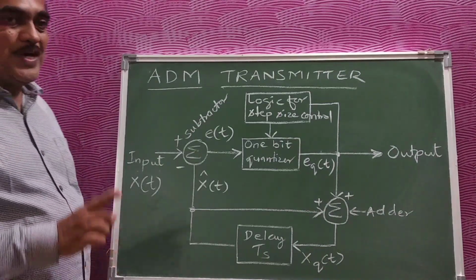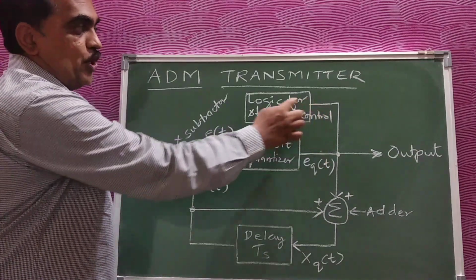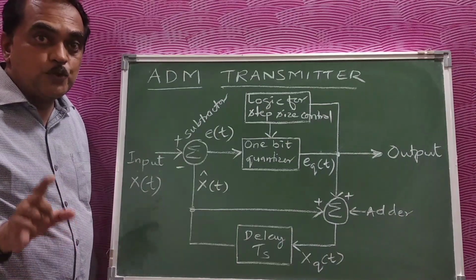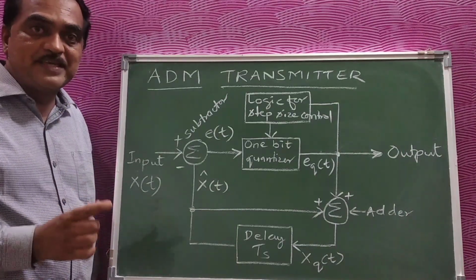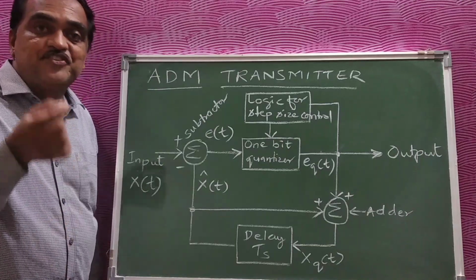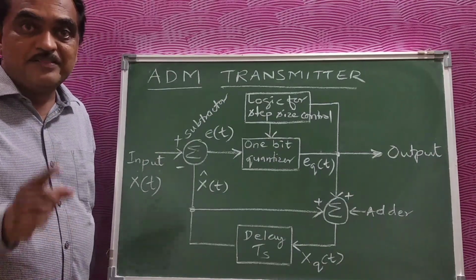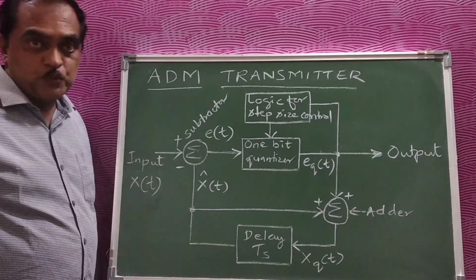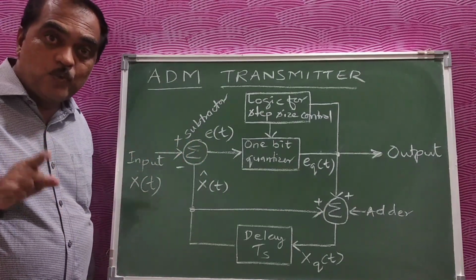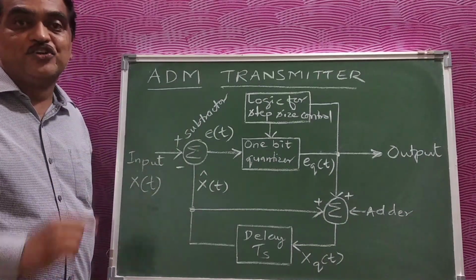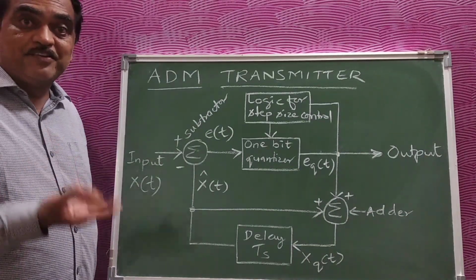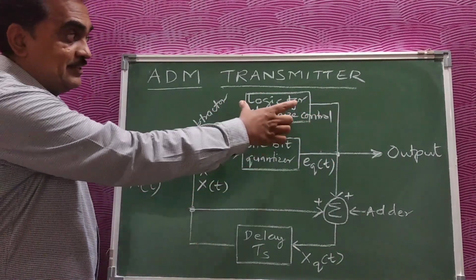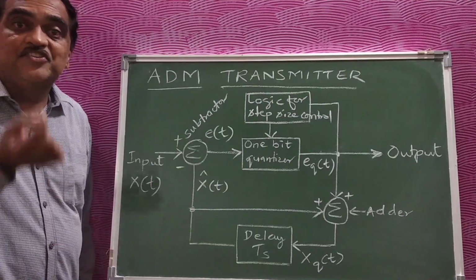Now here, one circuit we have added, which is called the logic for step size control. Step size control, not the time period. The time period will remain the same, but whether you want to increase or decrease the step size will depend on the polarity of the error. If the error is positive, that means the staircase waveform is below the analog signal. That means the step has to be increased. So that information will go to the step size control, and this logic circuit will increase the step size.